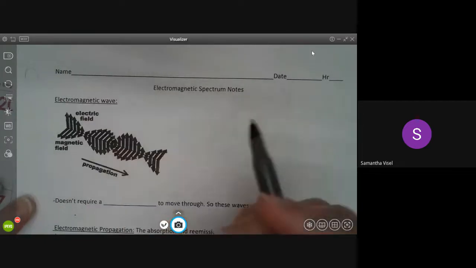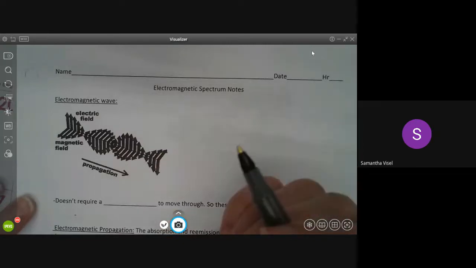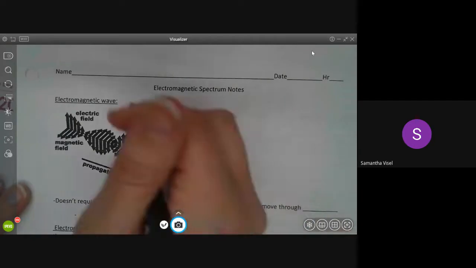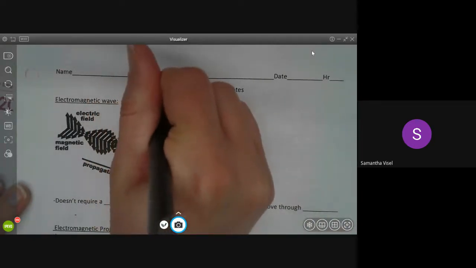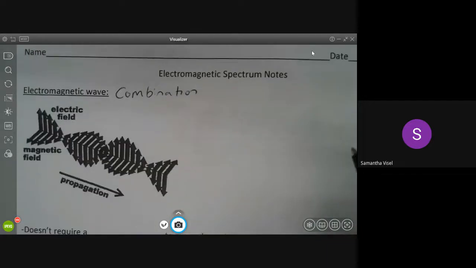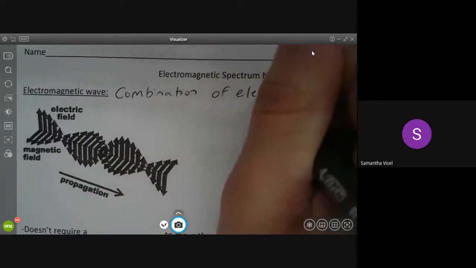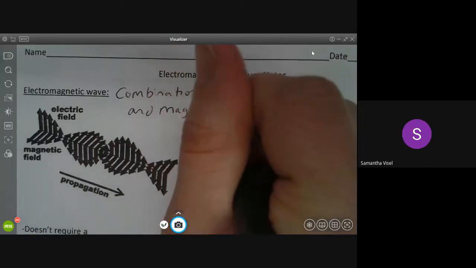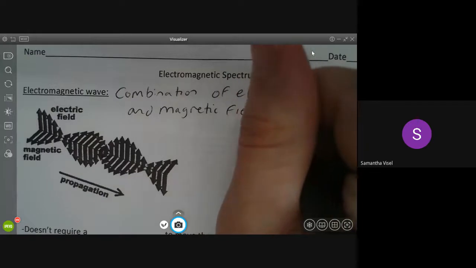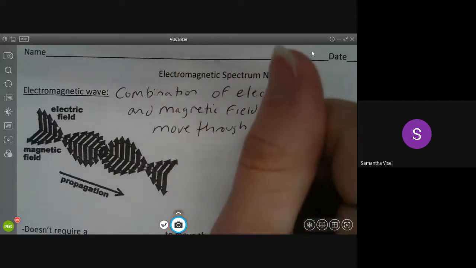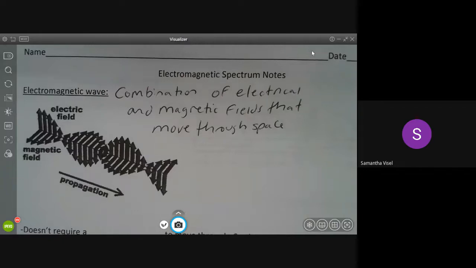First, what makes an electromagnetic wave different from other waves that we've talked about so far, like sound waves or maybe just a man-made wave, snapping a rope or a string, is that an electromagnetic wave is a combination of electrical and magnetic fields that move through space.